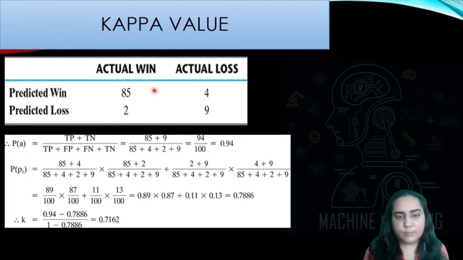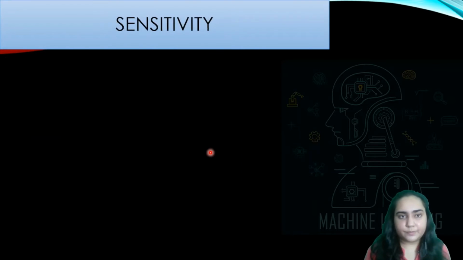You just have to simply put all the values from the confusion matrix. You will get 0.94, which is actually our accuracy. And the P of PR is going to be all this calculation right here. And this will lead to 0.7886. And then use the kappa formula to calculate the value of kappa, which is 0.7162, which is much less than the actual accuracy of the model that we calculated. So this is an adjusted accuracy. So this is the kappa value.